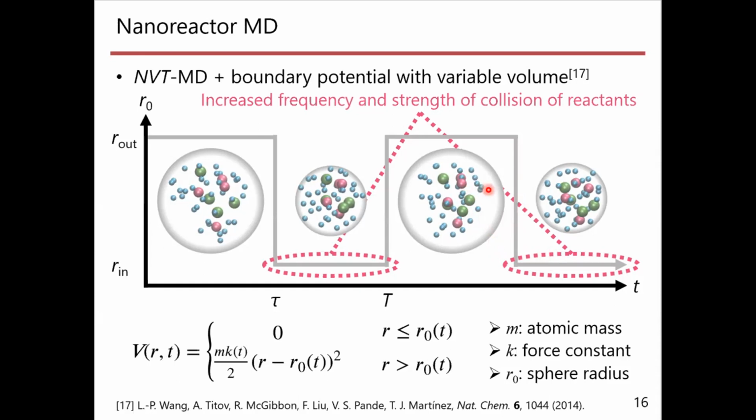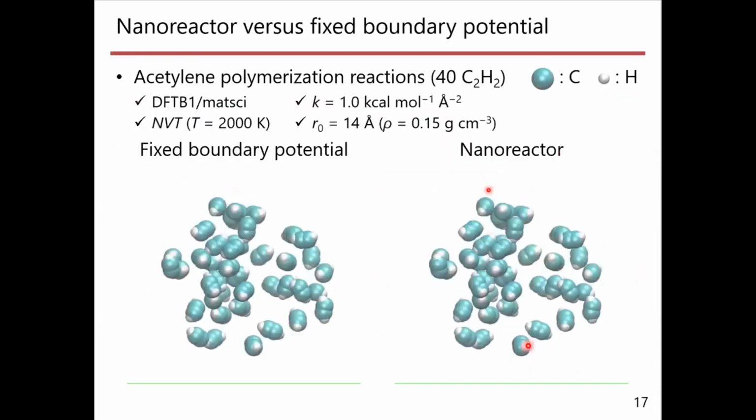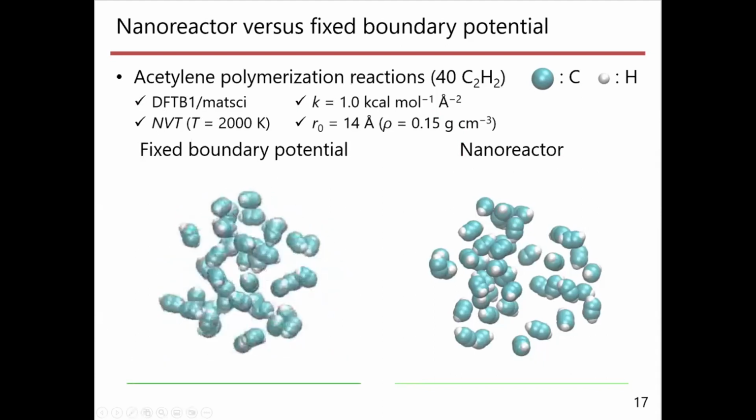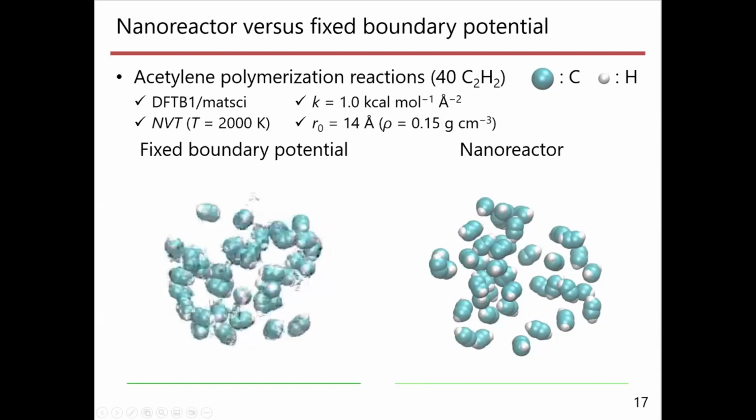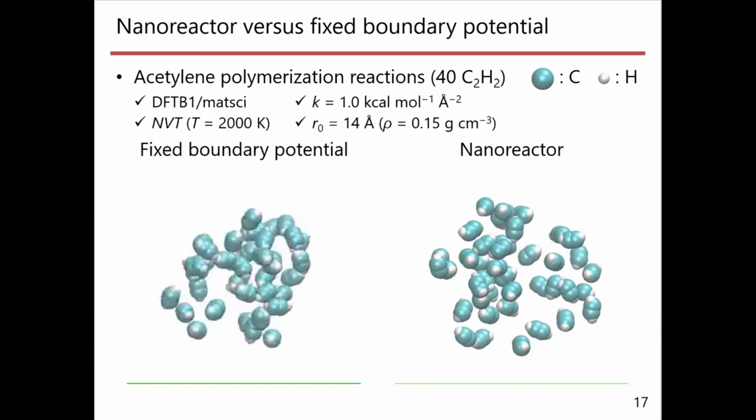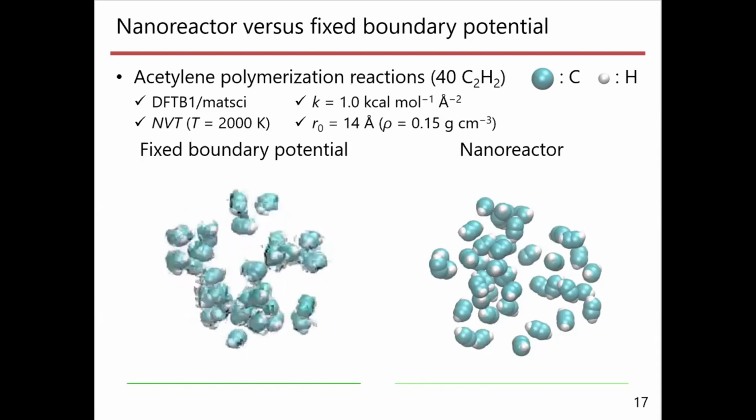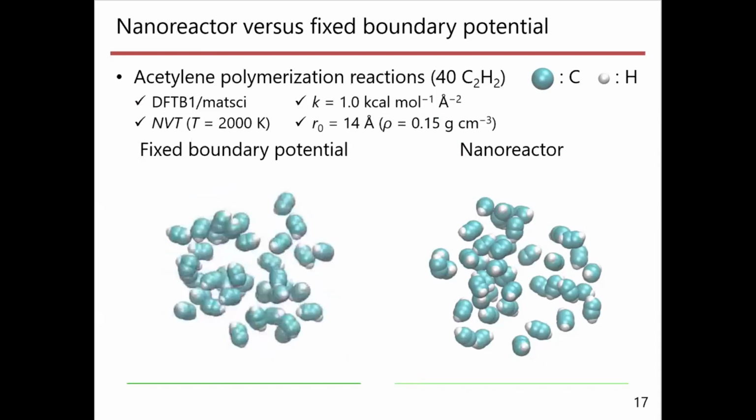The nanoreactor MD method was pioneered by Martinez and co-workers in 2014. This technique employs a spherical boundary potential for confining the reactive molecules in a finite system. The sphere radius and possibly force constants are treated as time-dependent parameters for mimicking the effect of coupling with pistons. Periodically pushing the molecules to the center of the boundary potential naturally increases the frequency and strength of molecular collisions, leading to enhanced reactivities.